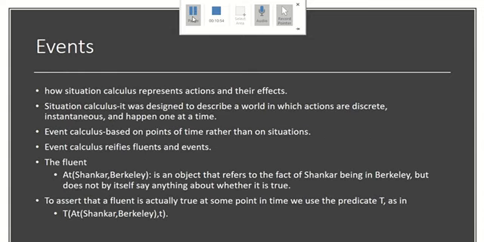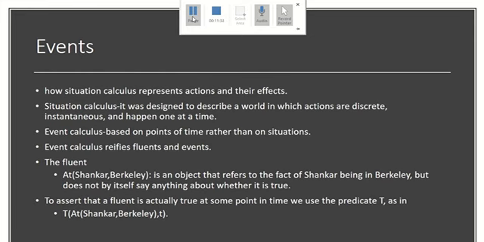The next topic is events. Here we will discuss two things, the situation calculus and the event calculus. Whatever we discussed in the previous sections comes under the situation calculus, and in situation calculus the applicability is limited. What it means is that it was designed to describe a world in which actions are discrete, instantaneous, and happen one at a time. For example, we have to fill a bathtub.